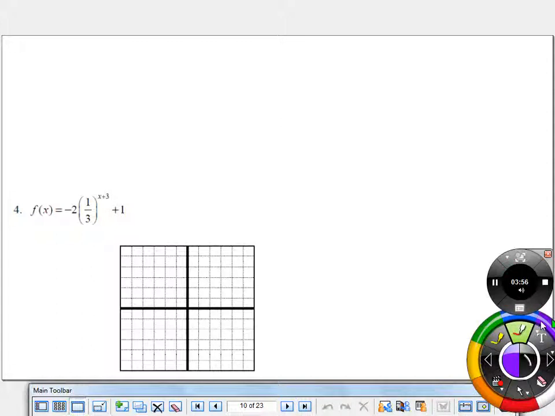All right, so this function, notice that the parent function would be y equals 1/3 to the x, because 1/3 is what they're using as the base. Because 1/3 is the base, this is decay instead of growth, and all that tells me is I expect the parent function to curve like so. Kind of in the opposite direction as we saw with the other.